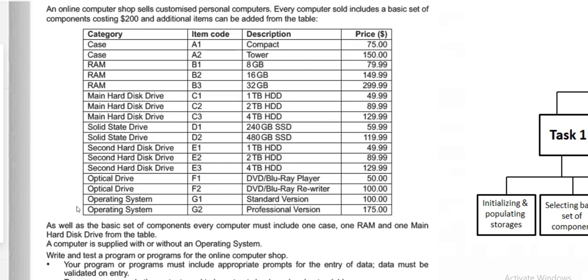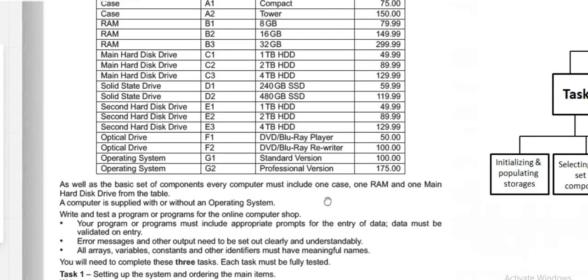So what does the pre-release say about these items as well as the basic set? There is a basic set of components every computer must include, and that is one case, one RAM, and one main hard disk drive from the table. So the user has to select one case from these two, one RAM from these three, and one hard disk drive from these three. These three items make up the basic components of the computer. The computer is supplied with or without an operating system.